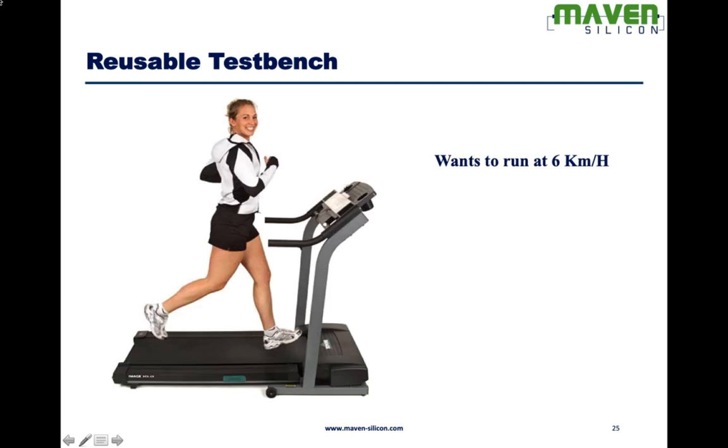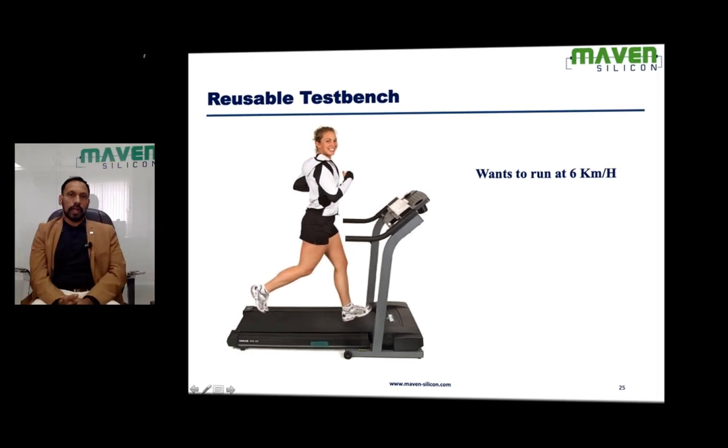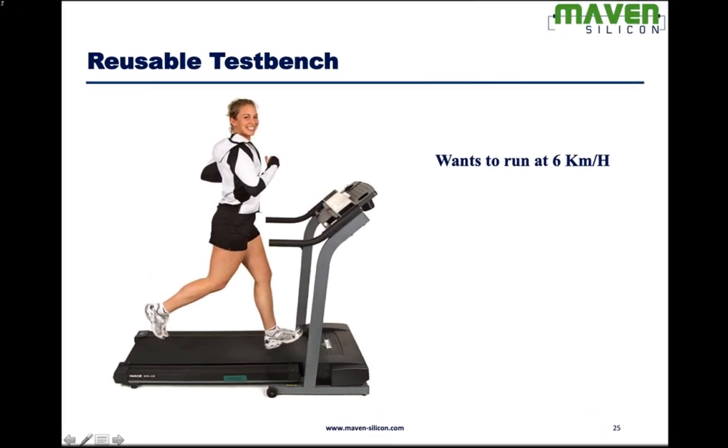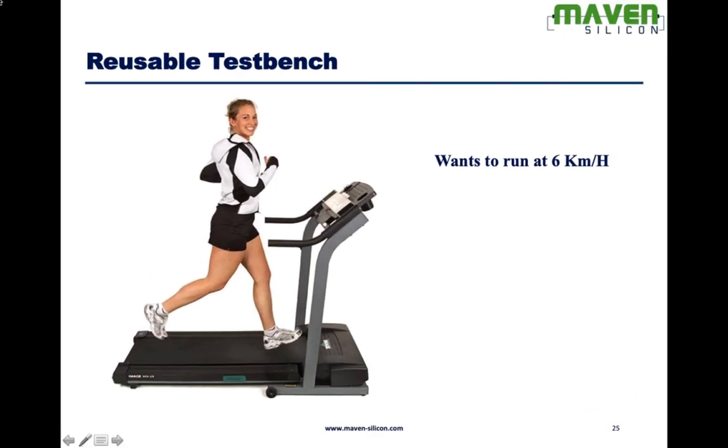Look at this scenario. In this case, she wants to run at 6 km per hour. She might be new to the fitness club. First time she might be using a treadmill. So she wants to walk on the machine and feel how the machine works. She doesn't want to think of how many calories she can burn or how fast she can run. The objective is entirely different.